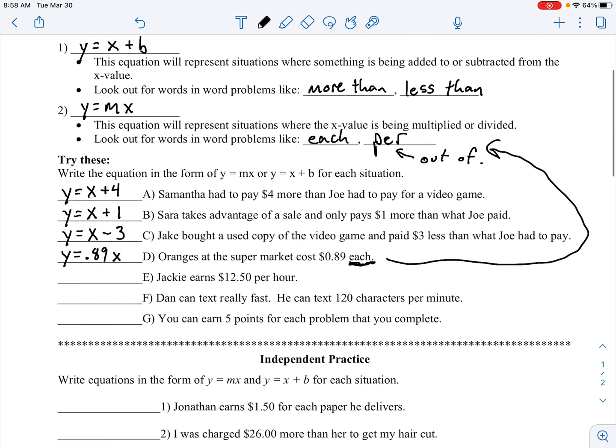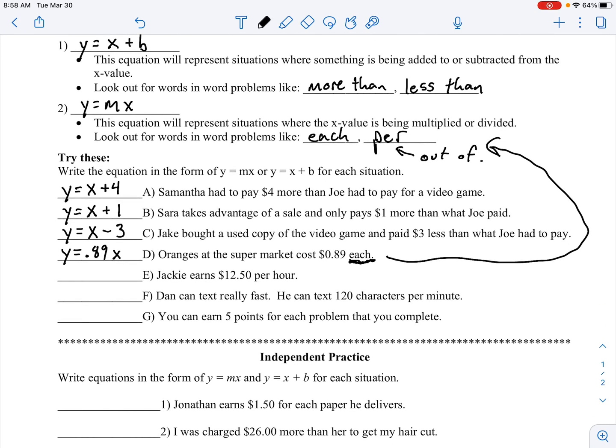Part E, once again, go ahead and pause it, take a try, and then compare. So Jackie earns $12.50 per hour of work. So y is the total price she gets paid, and our m here, which we can find from our equation, is $12.50 times x, the number of hours that she works, and that'll say how much she earned for those total hours. All right, part F.